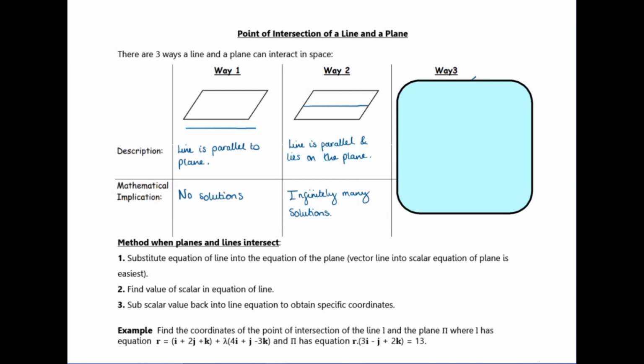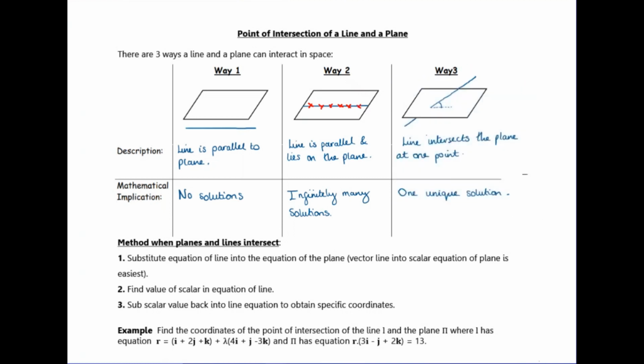You could also have that the straight line is completely included in the plane. That would be if our line was along the floor, much like the edge of this room. In which case, there are infinitely many solutions. There are infinitely many points that lie both on this line and in this plane. Or, more often than not, you can have one point of intersection where your straight line just crosses the plane once. So a straight line going at an angle down through the floor will just cross once here, and there's one unique solution. So there's 3 things there.